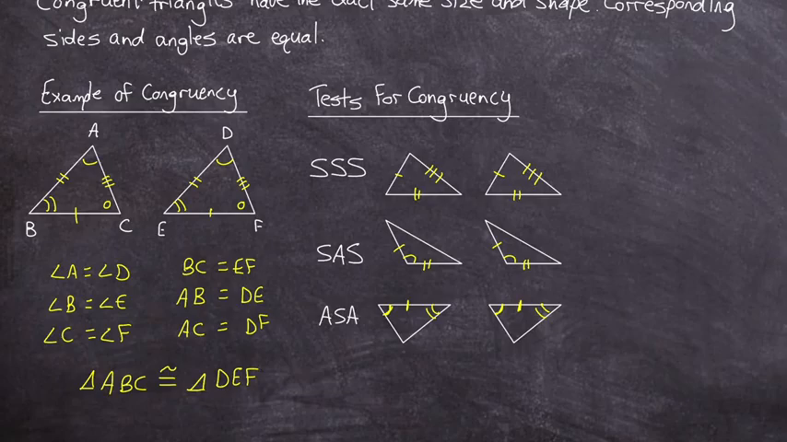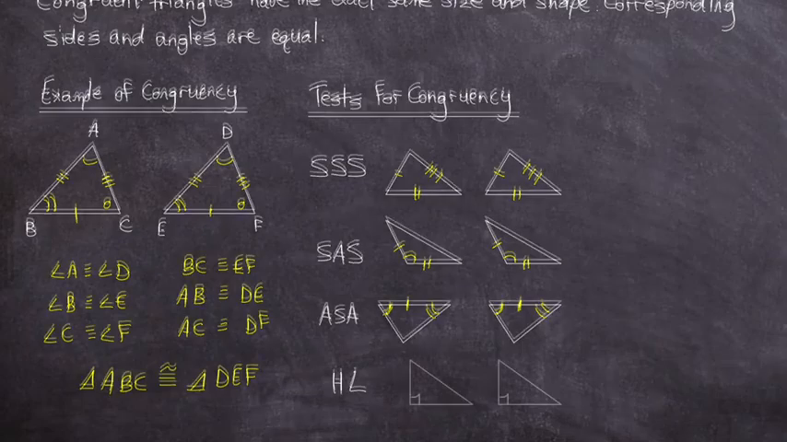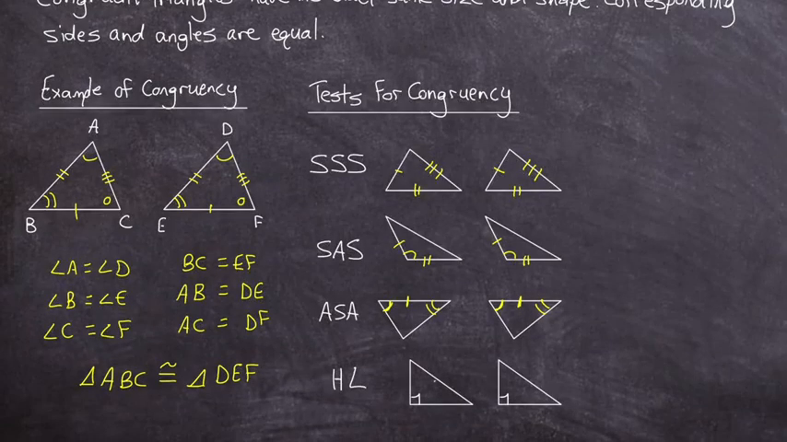And I'm going to show you one more quick test. It's called the hypotenuse-leg test. This is a special test that only applies to right triangles. If you have two right triangles where the hypotenuses are equal and one pair of the legs are equal to each other, then we know those are congruent triangles.